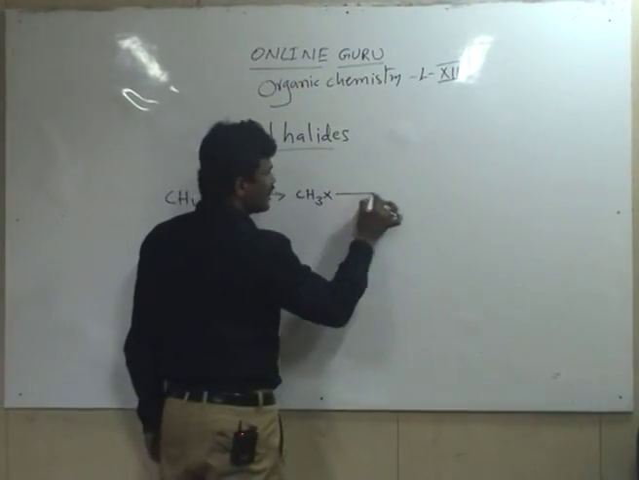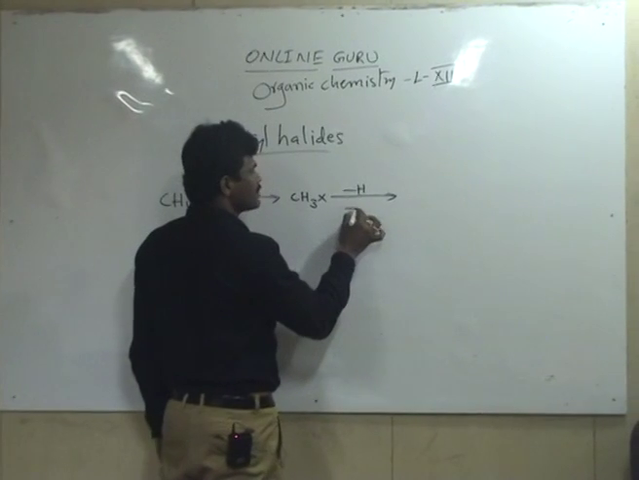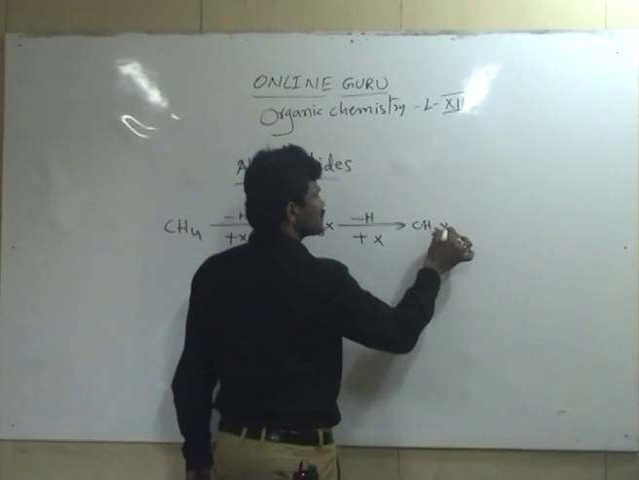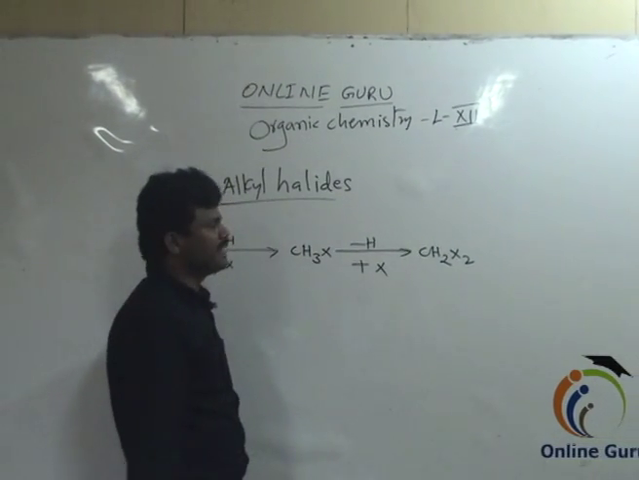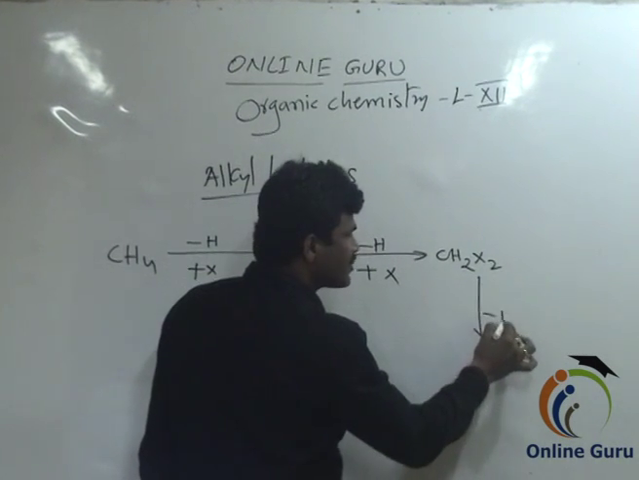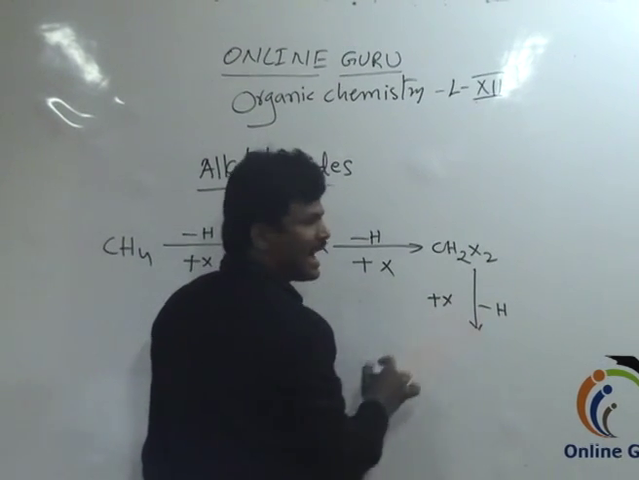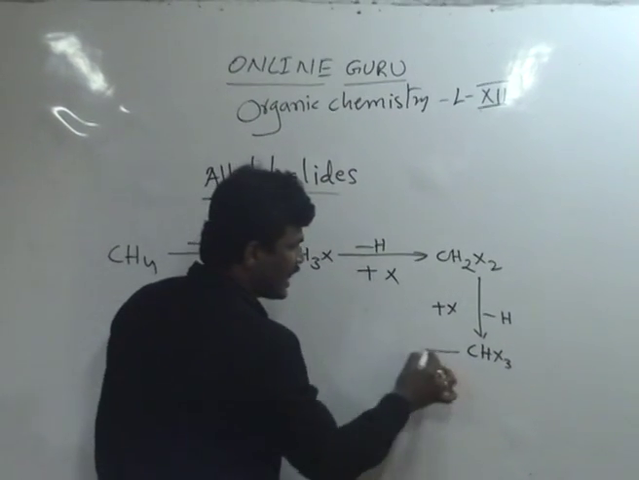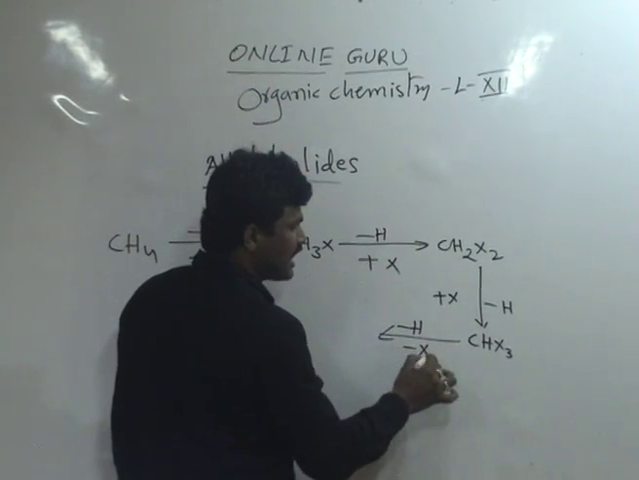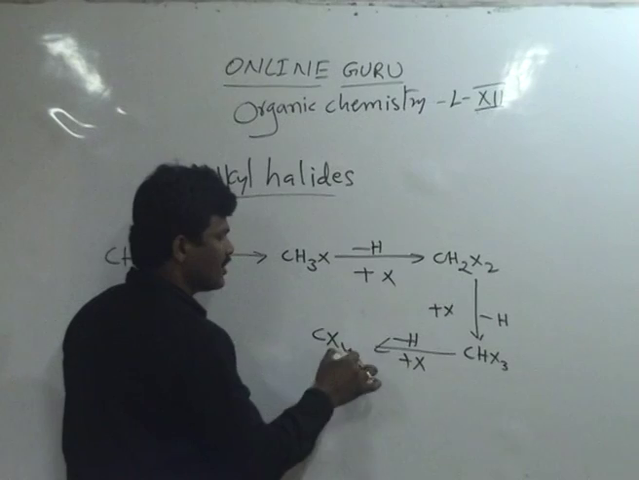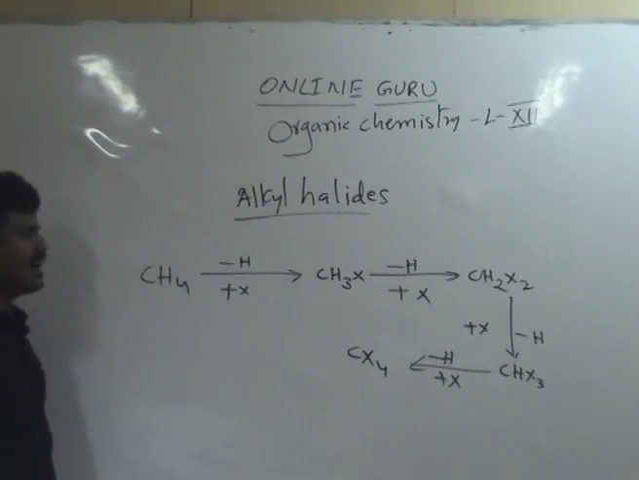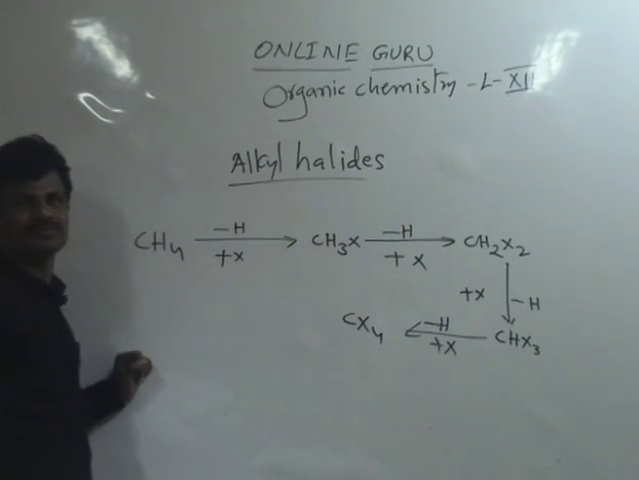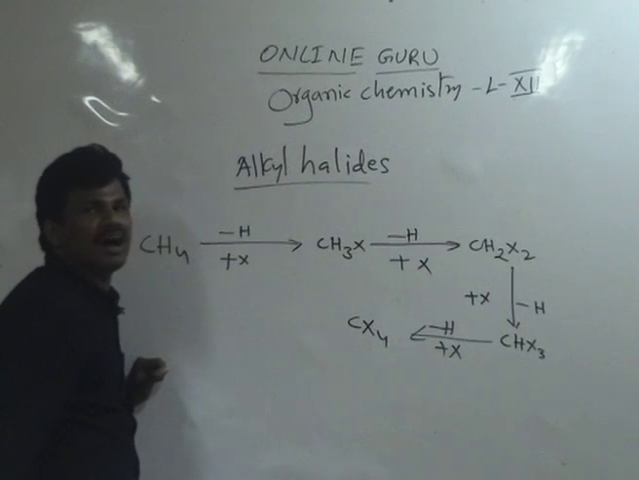In methyl halide, one hydrogen replaced by one halogen produces dihalomethane. In dihalomethane, one hydrogen replaced by one halogen atom produces trihalomethane. In trihalomethane, one hydrogen replaced by halogen produces tetrahalomethane. So alkyl halides are derived from alkanes, when hydrogens are replaced by halogen atoms.